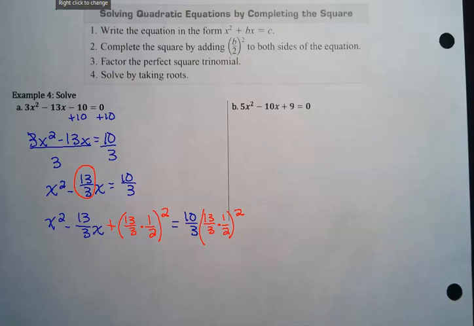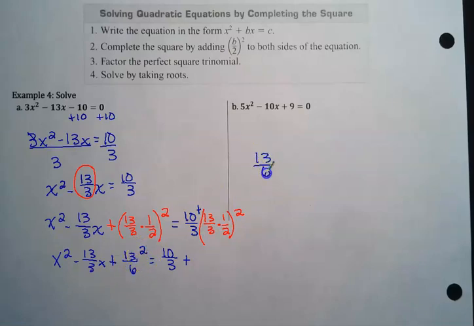So that would give me x squared minus 13 thirds x plus 13 times 1 is 13, 13 times 2 is 6. So 13/6 squared equals, oh, I forgot a plus sign in here. It looks like multiplication. Don't do that. So this is going to equal 10 thirds plus, okay, and let's go ahead and do this math out. 13/6 squared. Okay, so 13/6 times 13/6 is going to be 169 over 36. So 10/3 plus 169 over 36.